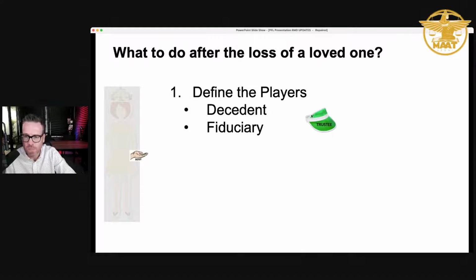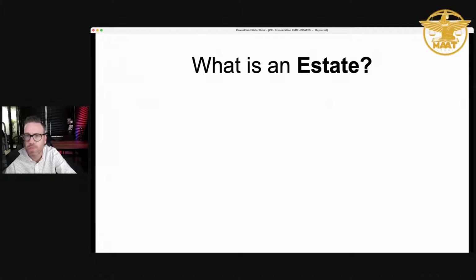Fiduciary, that's who's in charge. It's also known as the executor. That's commonly called that, but who's in charge is the fiduciary. Beneficiary, who gets the stuff, who's entitled to receive. There can be multiple beneficiaries.